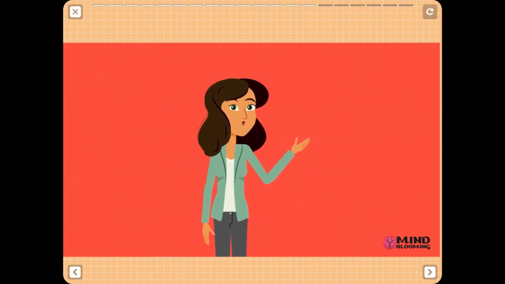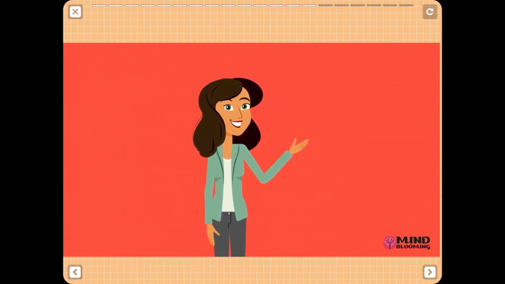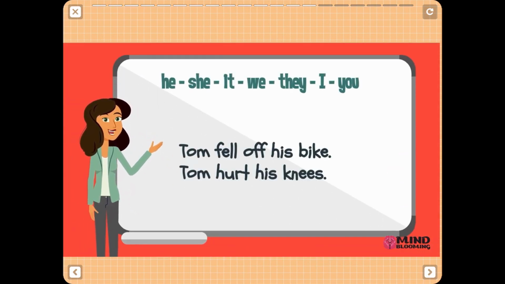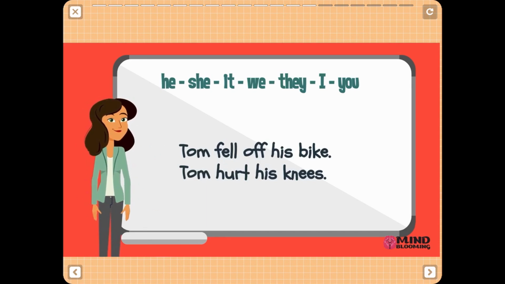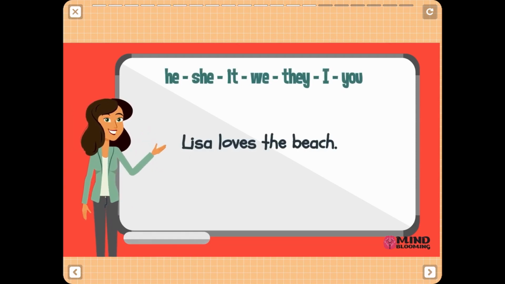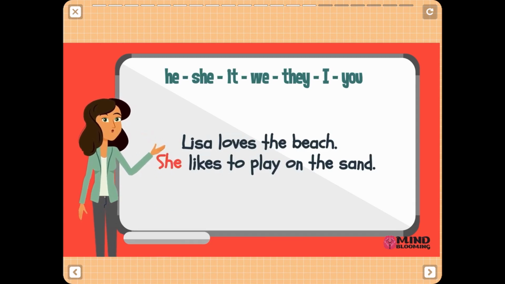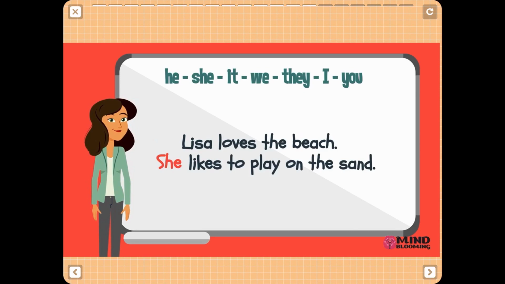Try and see if you can make the following sentences better with me. Tom fell off his bike. Tom hurt his knees. We repeated Tom 2 times in these sentences. Which pronoun can replace Tom in the second sentence? If you said he, great job. Tom fell off his bike. He hurt his knees. Lisa loves the beach. Lisa likes to play on the sand. Since Lisa is a girl, I'll use the pronoun she. So I will say Lisa loves the beach. She likes to play on the sand.